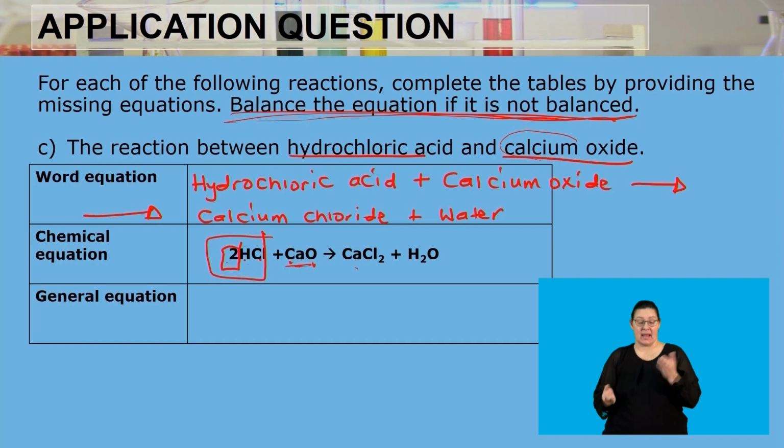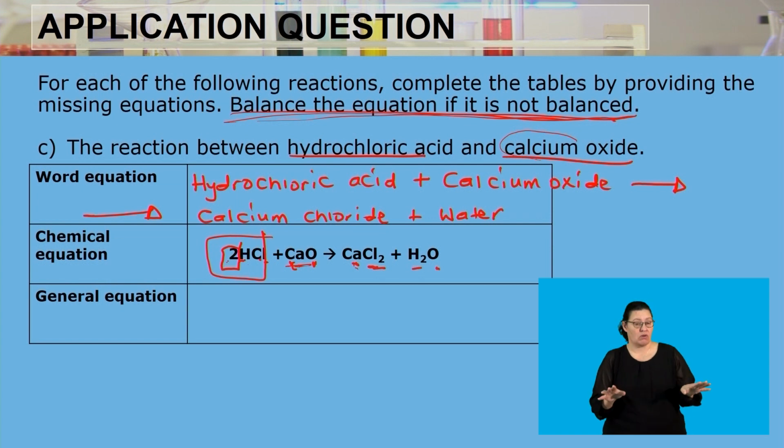Then now let's see if the equation is balanced. 2 hydrogens, 2 hydrogens. 2 chlorines, 2 chlorines there. 1 calcium, 1 calcium. 1 oxygen, 1 oxygen. So the number of atoms on the left-hand side are equal to the number of atoms on the right-hand side. And because of that, this equation is balanced.